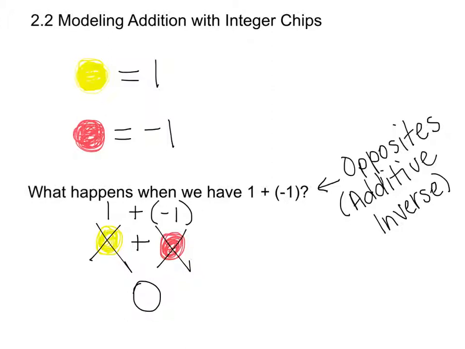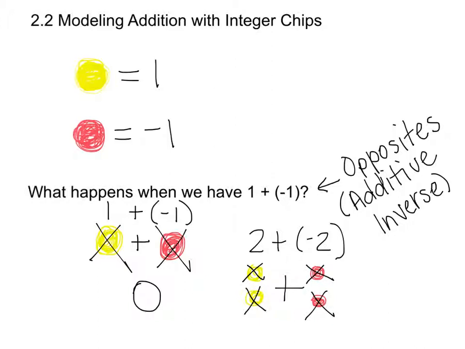Now let's think about what would happen with 2 plus -2. Well, I would have 2 positive chips plus 2 negative chips. For every positive chip that has a negative chip, those battle out to 0, because -1 plus 1 is 0. +1 plus -1 is 0. So 2 plus -2 is also 0 because there are no survivors.